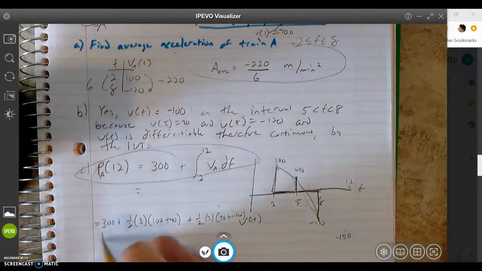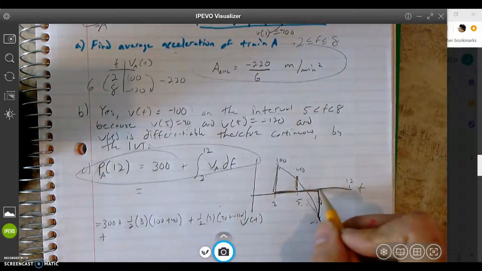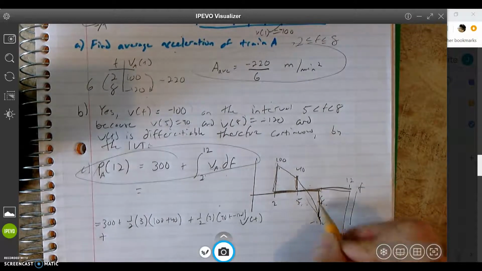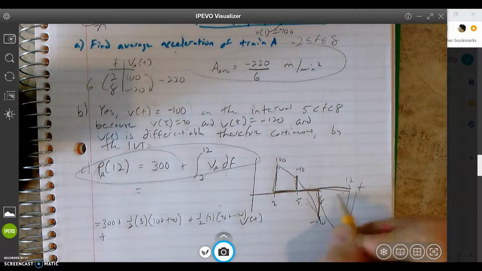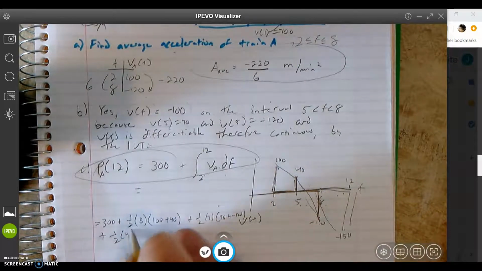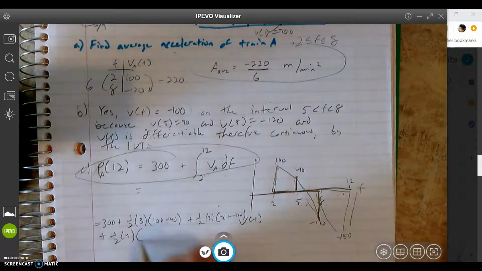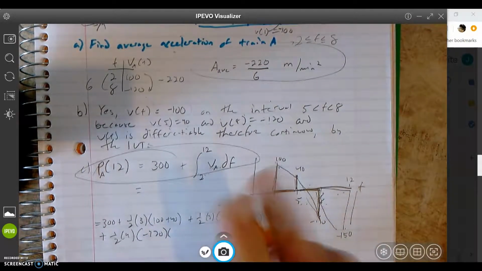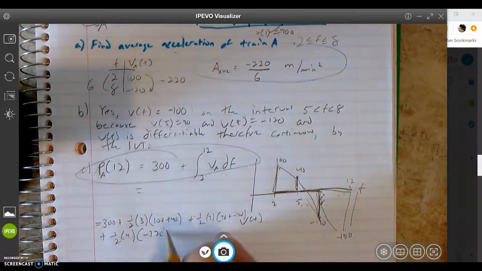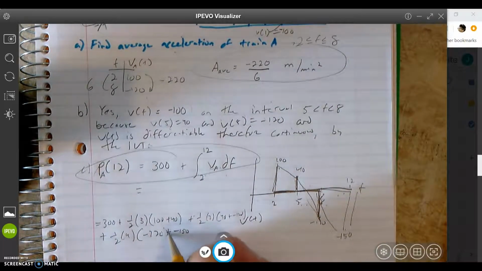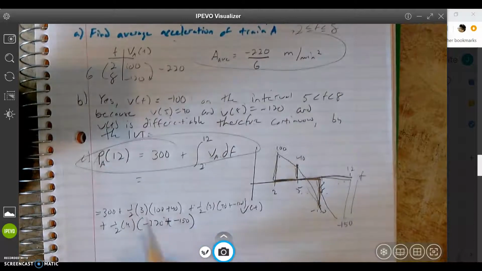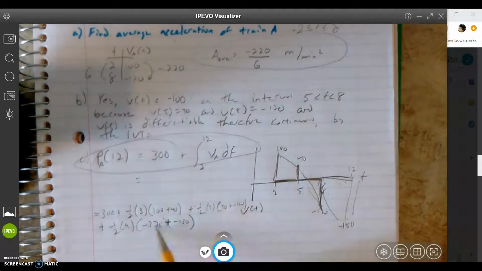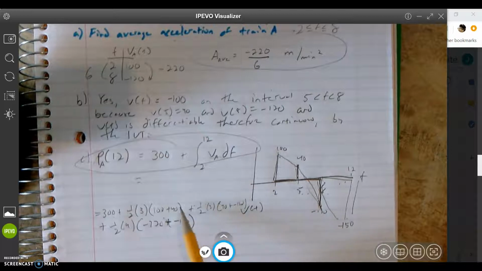Plus, I'm running out of room, we'll go over here, plus the last one, upside down, so this is between 8 and 12, right? So that's going to be 1/2 times 4 is my base, and then my 2 bases are negative 120 plus negative 150. Bam. So it's the 300 that it already is, and then this constitutes the area under the curve, the accumulated position of the train A between time 2 and 12. Boom.